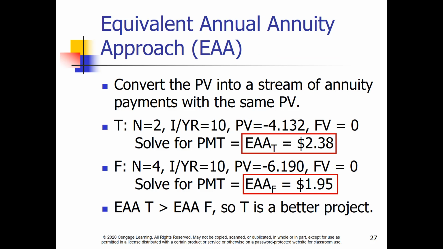The equivalent annual annuity approach, EAA, gives us a different view of the 2 choices. In both cases, the present value is minus the NPV calculated on the previous slide. FV is 0, N is the number of years of the project, and you solve for payment. Viewed this way, T is a better project.